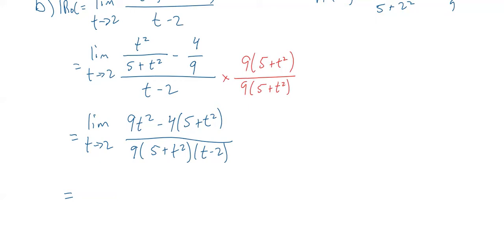When you do this, I multiply this fraction by 9 times 5 plus t squared, which cancels the 5 plus t squared, so it's just 9t squared. That's what I got for multiplying the first fraction. The second fraction is 4 over 9 times this, so the 9's cancel, and I get 4 times the other bracket that's left. And then I'm just going to simplify on top.